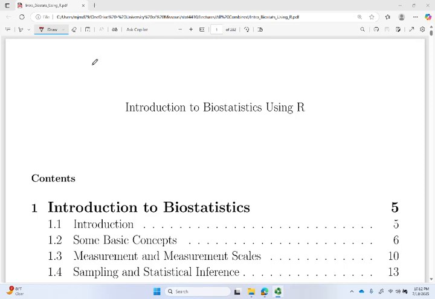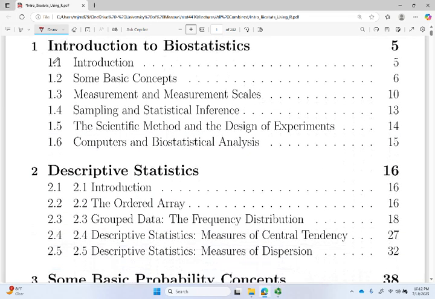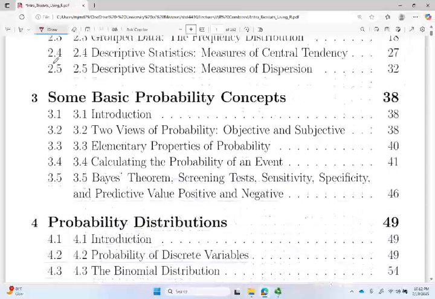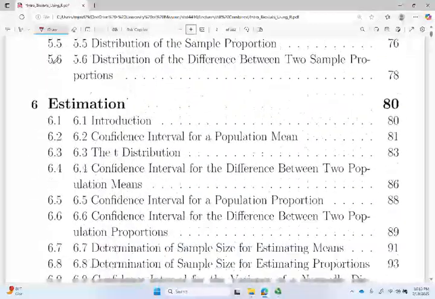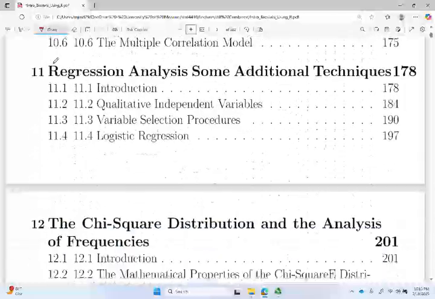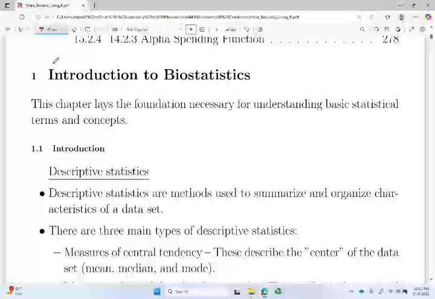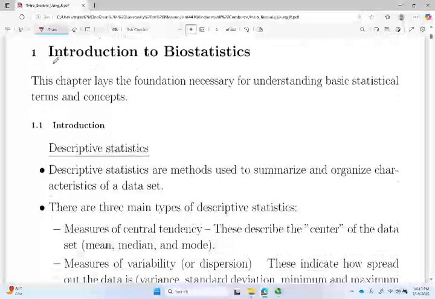This is an introduction to biostatistics using R, and the lectures are going to just consist of me going through each of these chapters and sections, trying to create little 20-minute videos. And we'll start in on chapter 1, just an introduction to biostatistics.